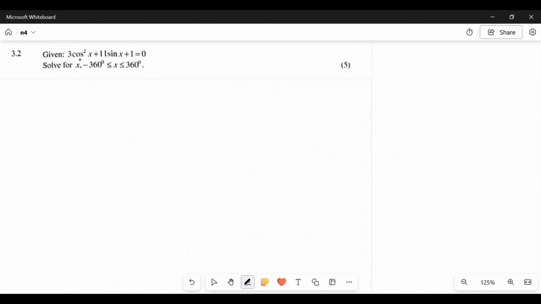We're given 3 cos squared x plus 11 sine x plus 1, all this equaling to 0. So they want us to solve for x. You're also given the domain here, where we have negative 360 to 360. So when you look at this, it basically means that we have two cycles. So before we solve this, let me draw the CAST diagram so that I can show you the meaning of all this. Now let me use a different color so that you are able to see.